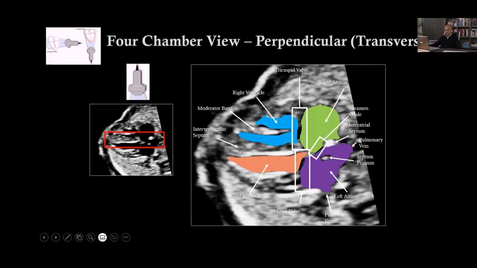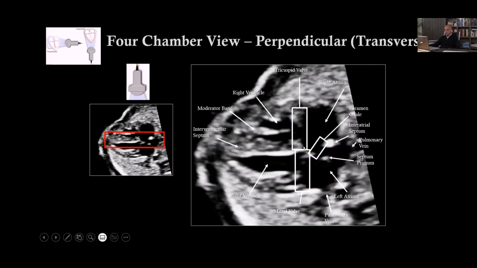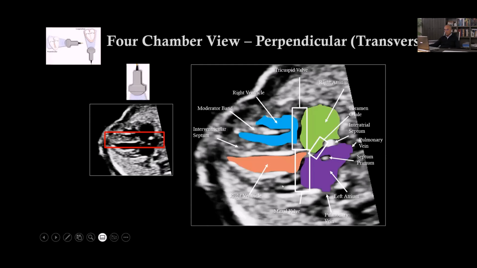You can see very clearly here the septa, and also in this perpendicular insonation, you can see very clearly the moderator band. This is very important for the identification of the right ventricle. Here you can see the heart cavity underlined.